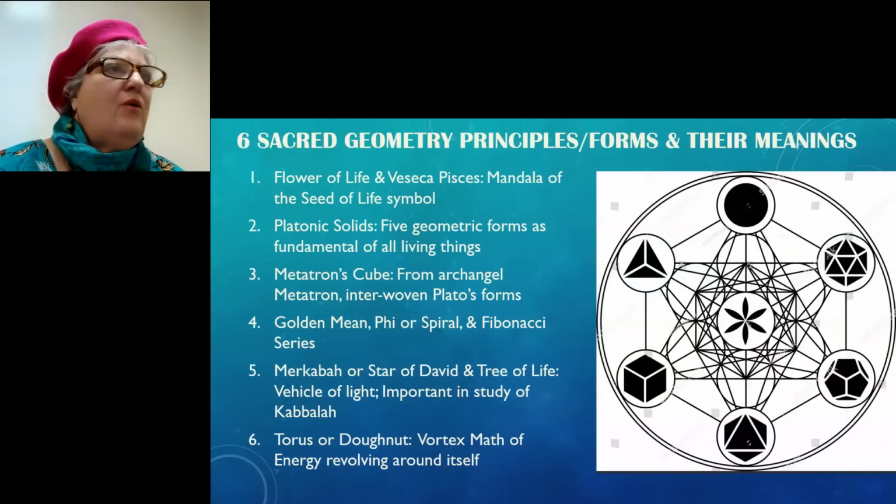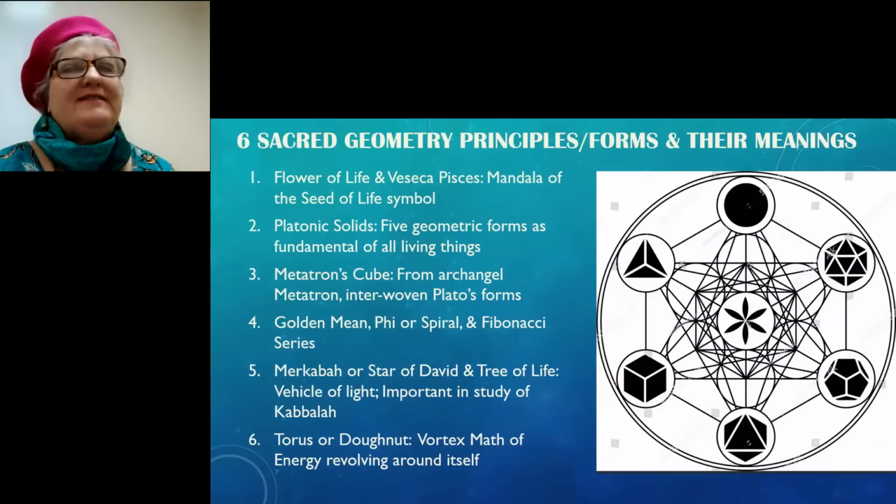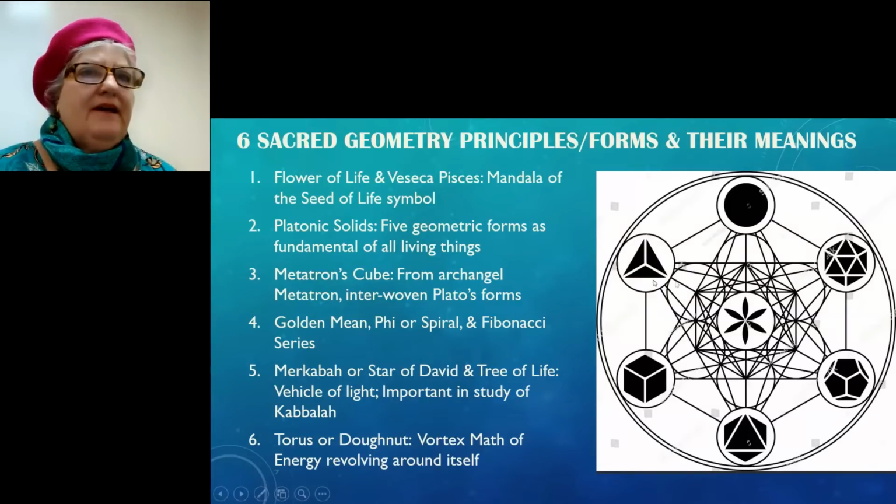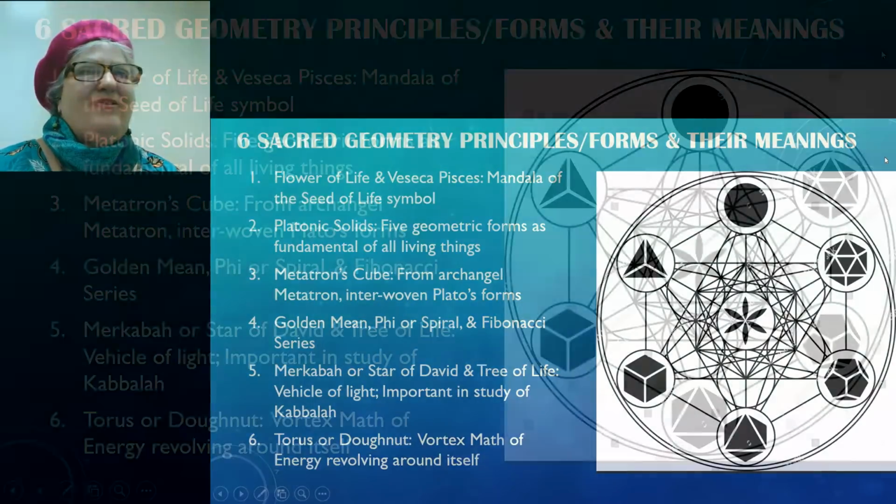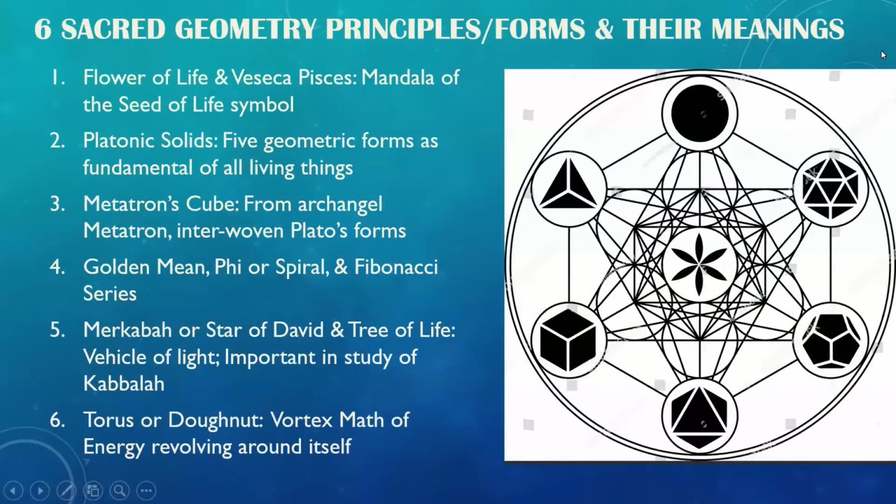So some of the core principles of sacred geometry are listed here. And I debated, should I add some other ones like the Vesica Pisces, which is that shape right there. But be that as it may, these are 6 core principles. First of all is the flower of life and the Vesica Pisces, which becomes and evolves into a series of mandalas in the seed of life symbol. There's the egg of life, the flower of life, and so on.